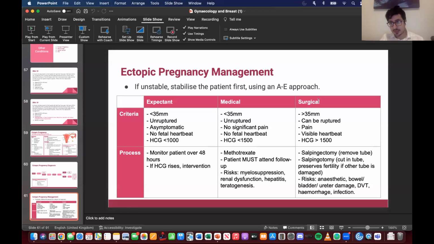But there are risks to this procedure. The general anesthetic risks: you might damage the bowel, bladder, ureters, or nerves associated. Also bleeding, infection risks.